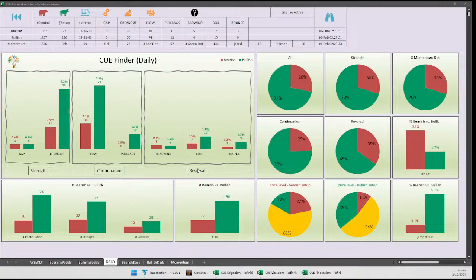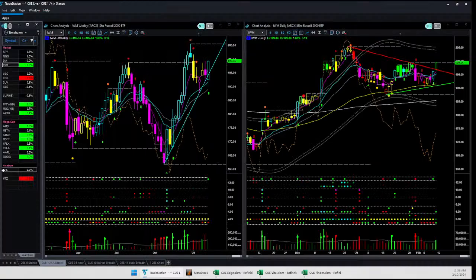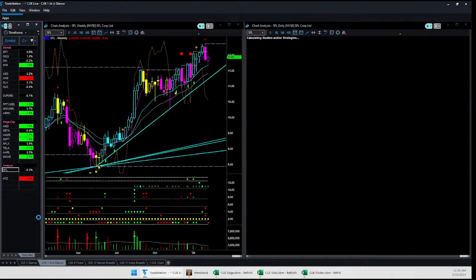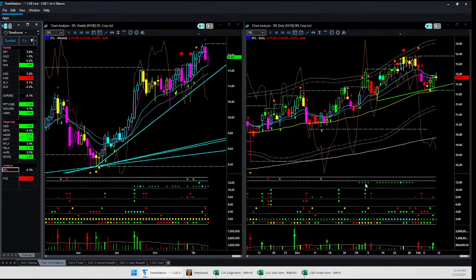That was a look at the market. Now we are ready to look at some stocks. Let's look at two stocks I mentioned in the last market recap. One was SFL. SFL was looking weak and it is remaining weak.